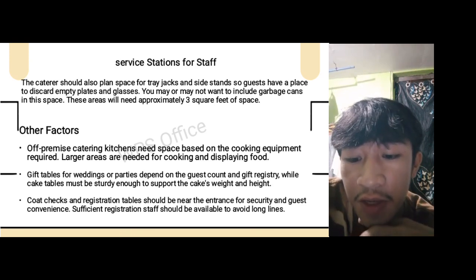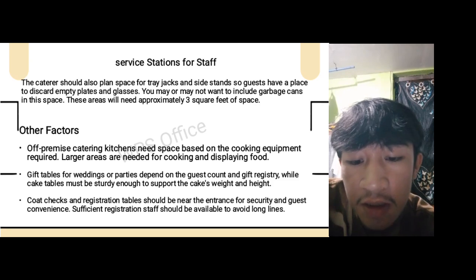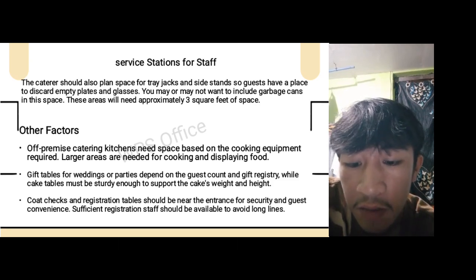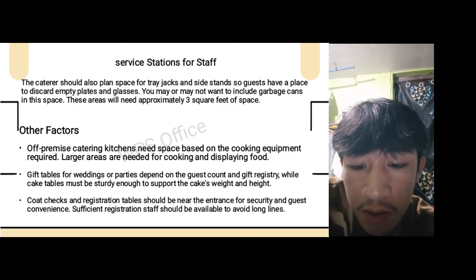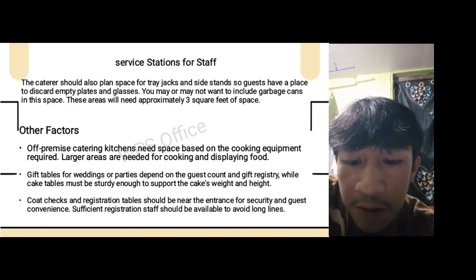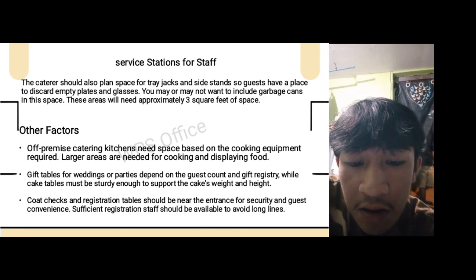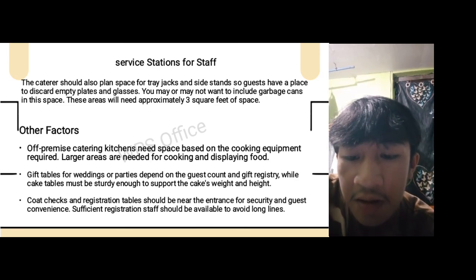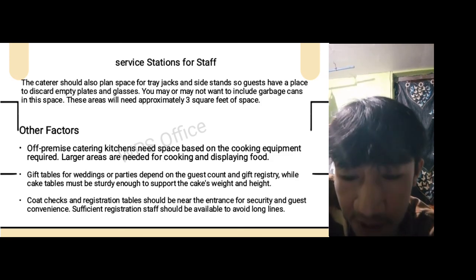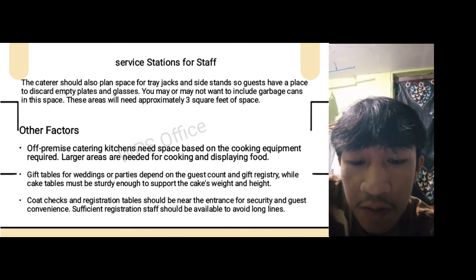A gift table for a wedding or party depends on guest count and gift registry, while a cake table must be sturdy enough to support the cake's width and height. Coat check and registration tables should be near the entrance for security and guest convenience. Registration staff should be available to avoid long lines.